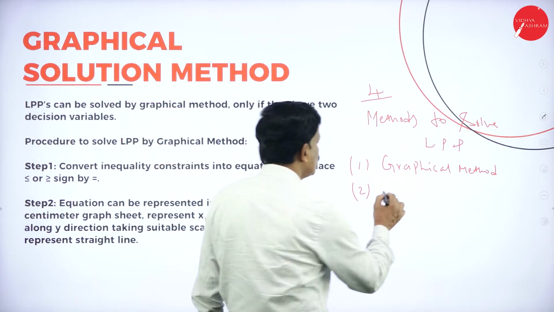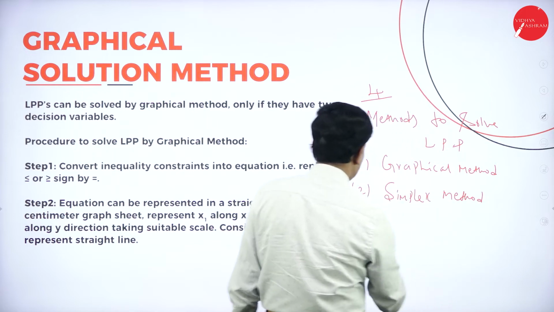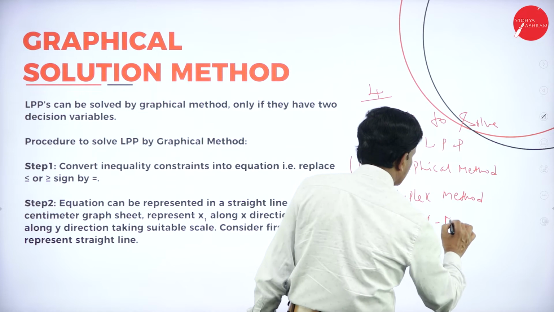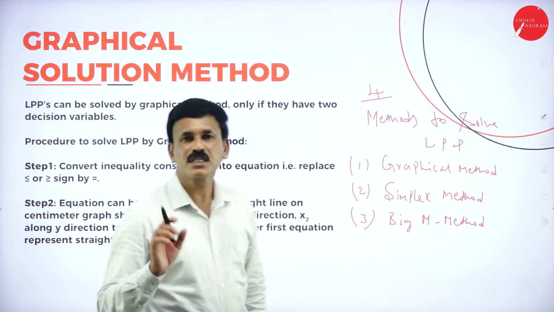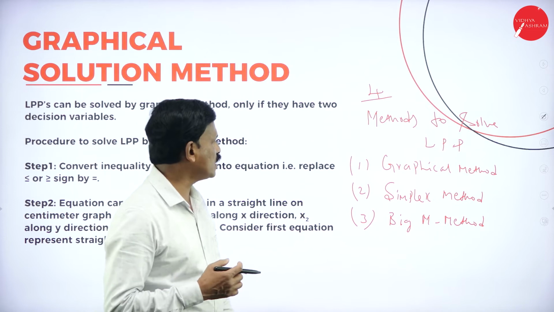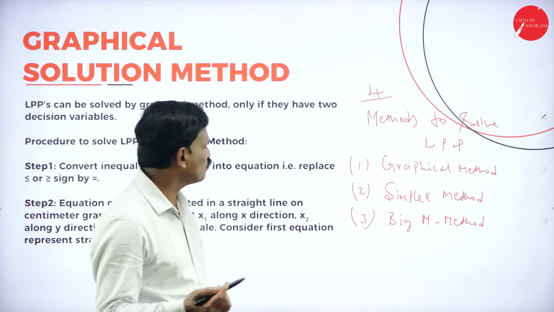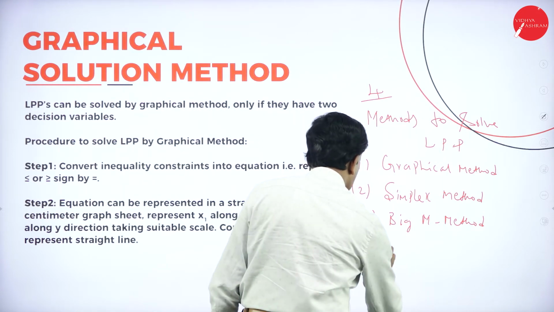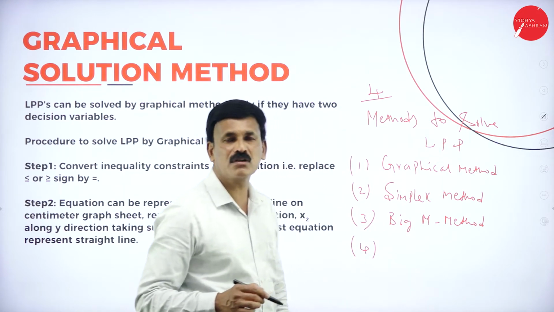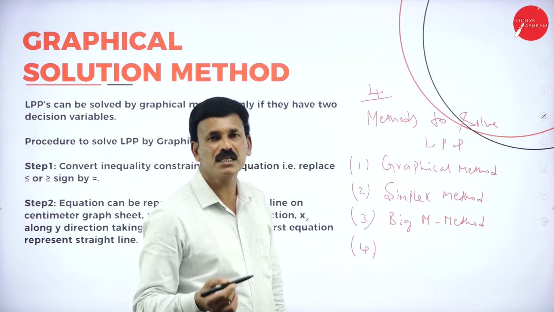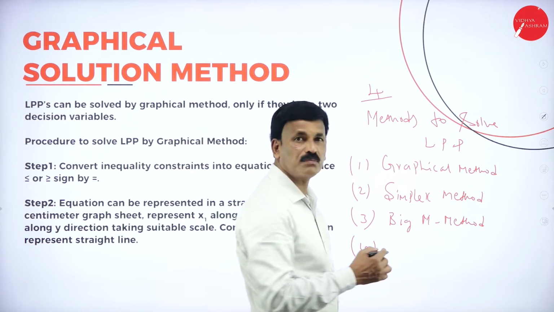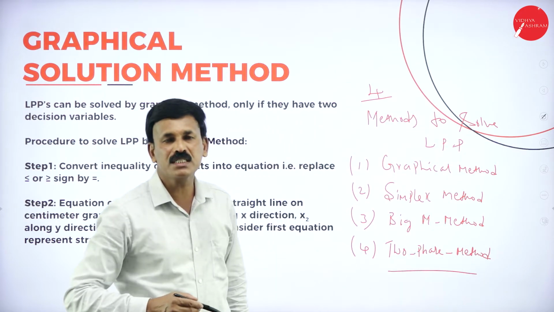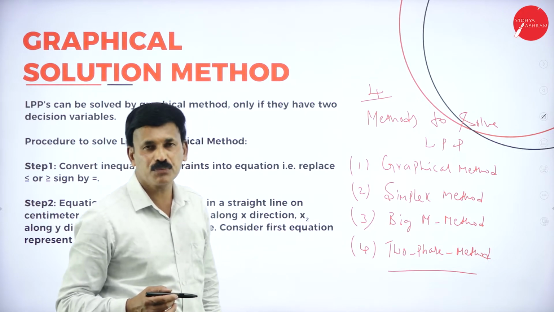The second method is the simplex method. The third one is the big M method. And the fourth one is the two-phase method. So, these are the four methods used to solve a linear programming problem.